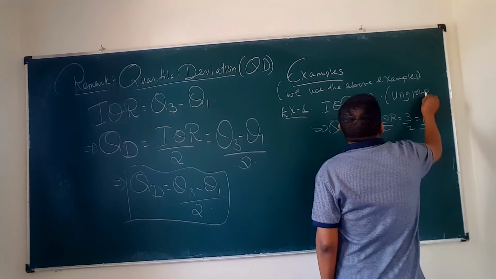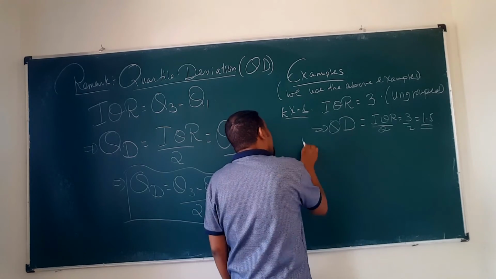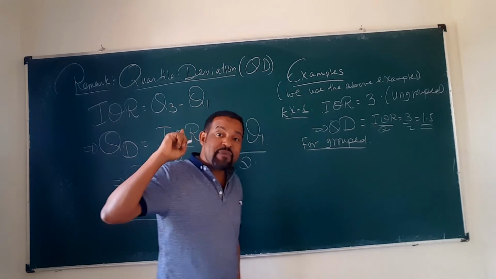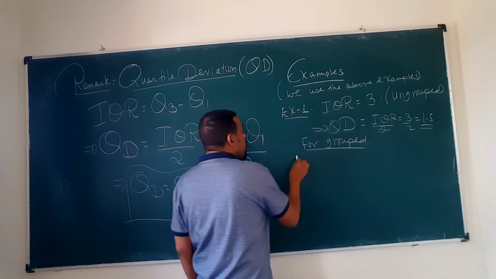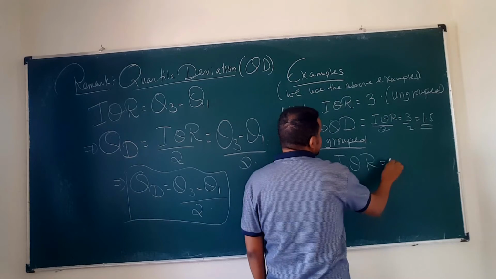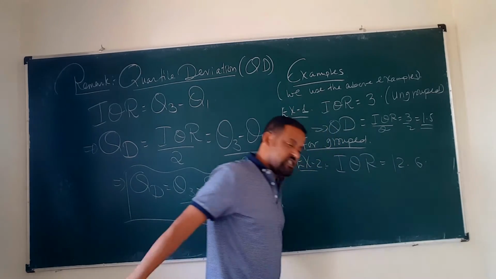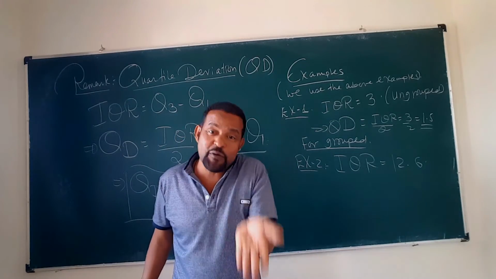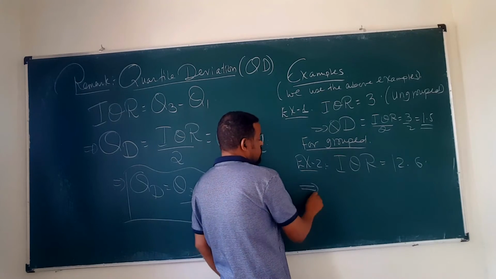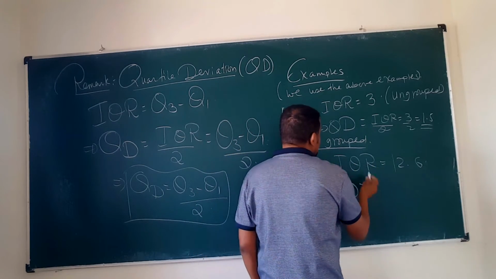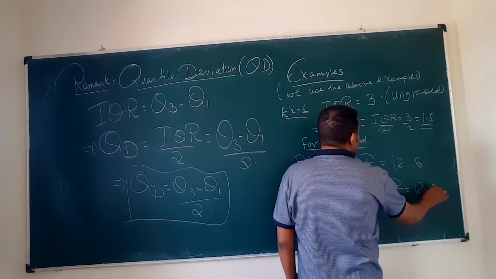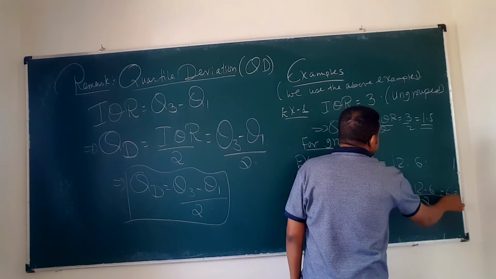For grouped data, what we have done in the above example, that is example 2, we have got the interquartile range is 12.6. So for that group data, we have already calculated the interquartile range, which is 12.6. So automatically, the quartile deviation for this group data is the interquartile range divided by 2, which is 12.6 divided by 2, which is 6.3.